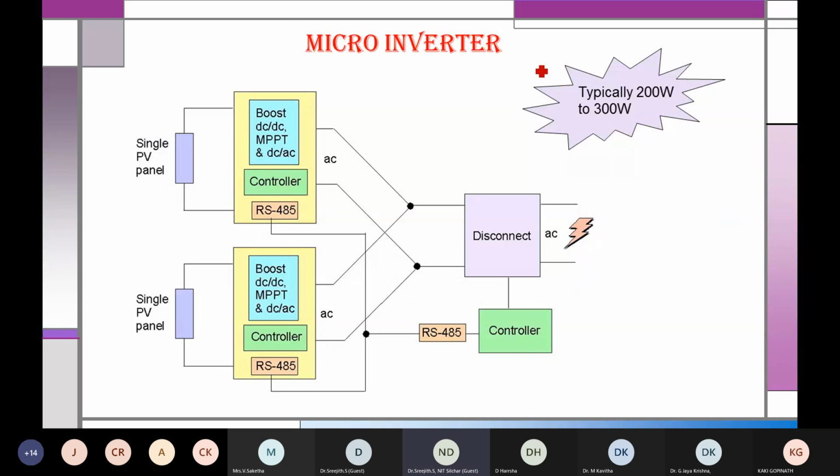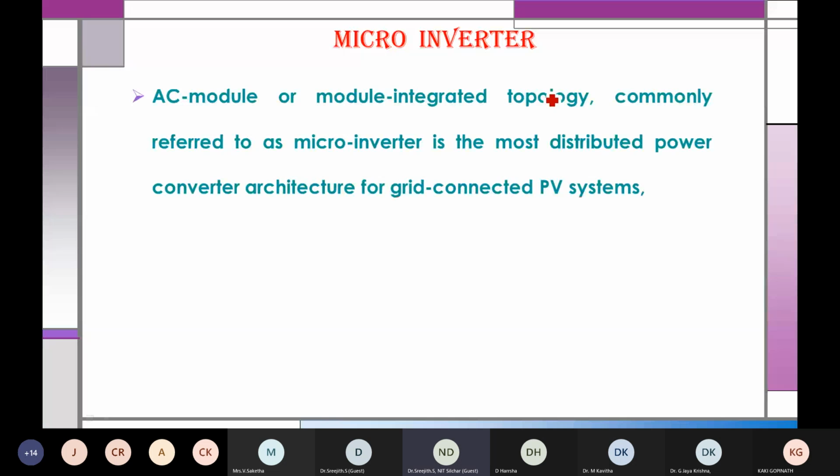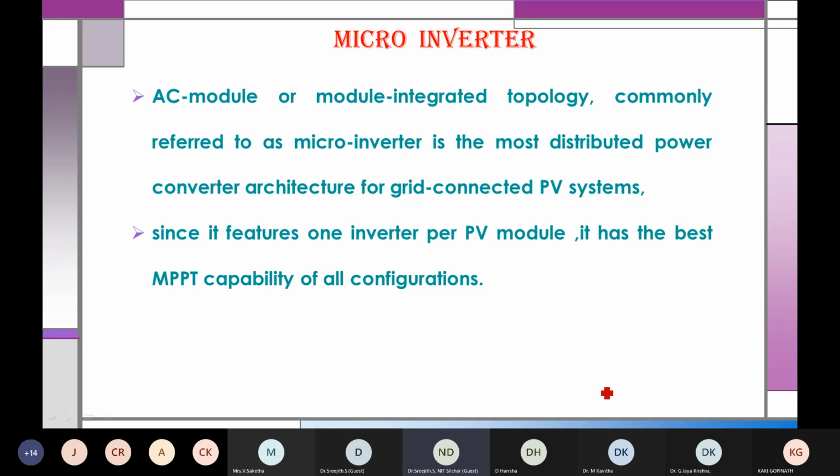Yeah, this is a micro inverter. Okay, so a single PV panel itself has everything inside. And you can see it is very low power capacity. The feature is that it has one inverter per module, so the best MPPT capability of all configurations. Because each and every module has an inverter, each and every module can be operated at its maximum power point. Clear? That is the biggest advantage of this micro inverter.